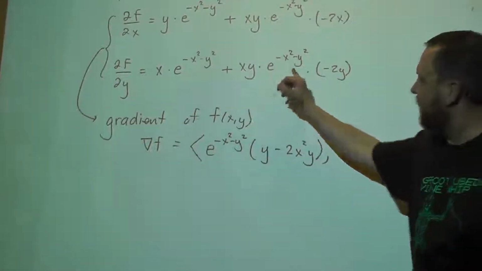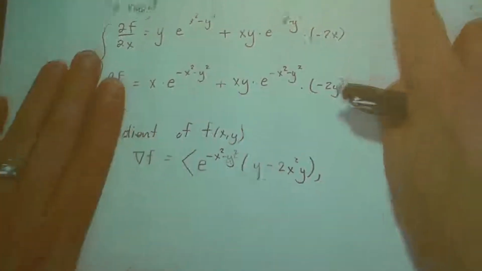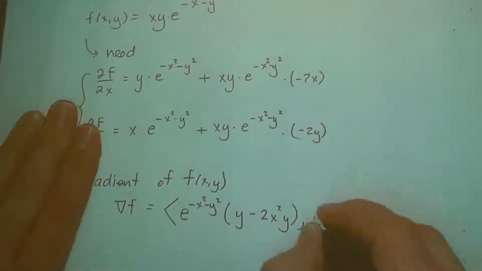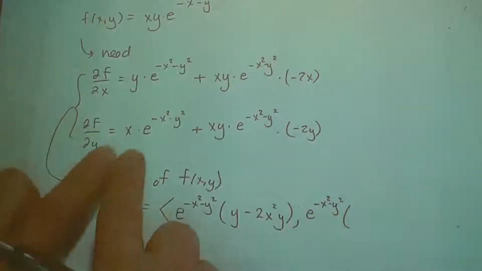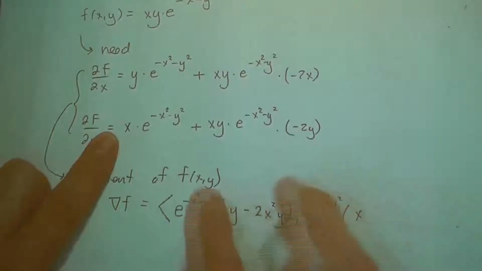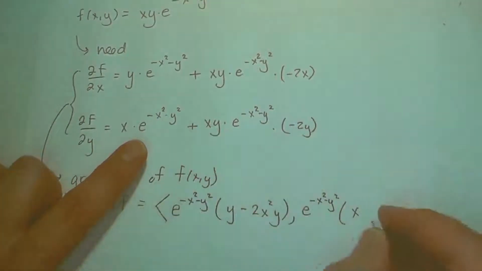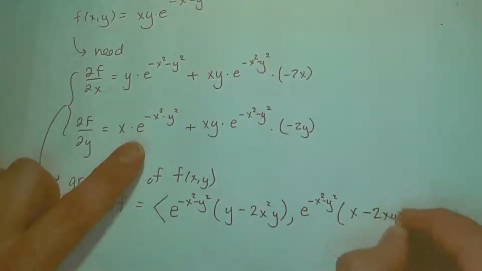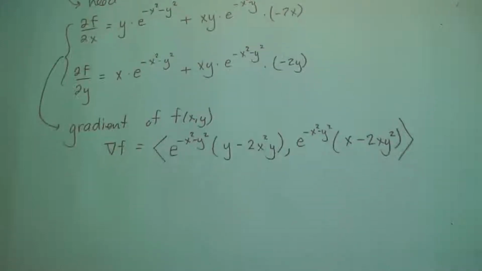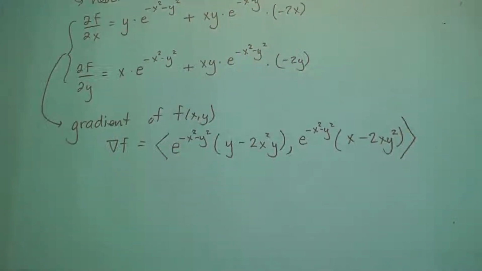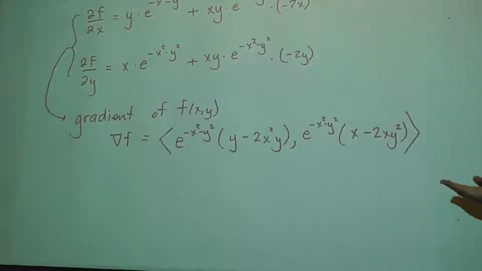Doing the same factoring here, I can pull the exponential out. My partial with y becomes the second component for the gradient. So if I factor out that e, that's going to leave me with x minus 2xy squared. And then close off my V shape for the end of that gradient vector. Okay. So that's how to calculate a gradient.